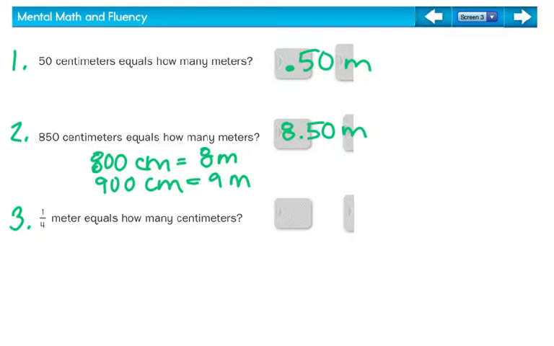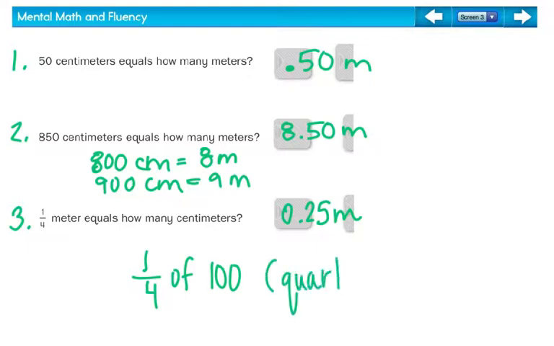And 1/4, well, what is 1/4 of 100? So if you think of $1, if you had 100 pennies, what would be 1/4 of them? Another way to say that would be 25 hundredths of a meter. I think of quarters, each worth 25 cents.